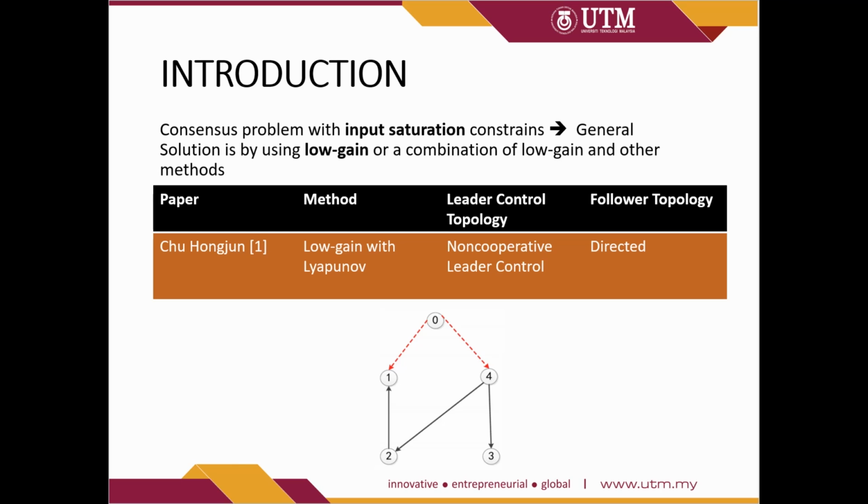The leader control topology is a non-cooperative leader, as shown in the graph below, where leader 0 will transmit information and the information will only be received by agent number 1 and agent number 4. Agents number 2 and 3 do not have a direct connection to the leader. The follower topology, however, in his paper is written as directed, as shown in the graph below.